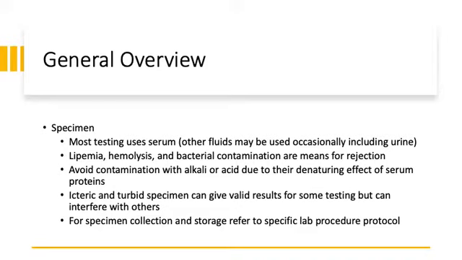If the specimen shows lipemia, hemolysis, or bacterial contamination, it should be rejected. You should also avoid contamination with alkali or acids because they have a denaturing effect on the serum proteins. If the specimen is icteric or turbid, it may still be okay to use. You could still get valid results for some tests, but it may interfere with others. As for collection and storage, this can differ between various tests, so you should always refer to the specific procedures protocol.